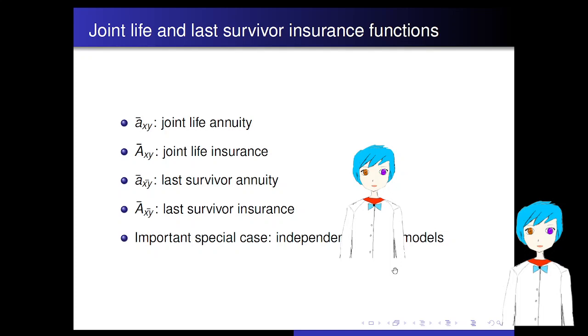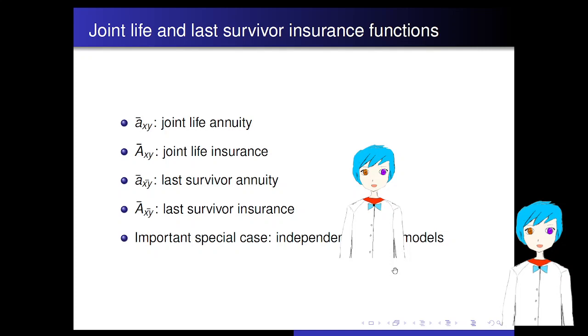In reality, we often have some annuity which pays a fixed amount when both lives are alive, but it will pay a reduced amount when one of the two lives passes away. So it can be seen as a combination of the joint life annuity and the last survivor annuity.